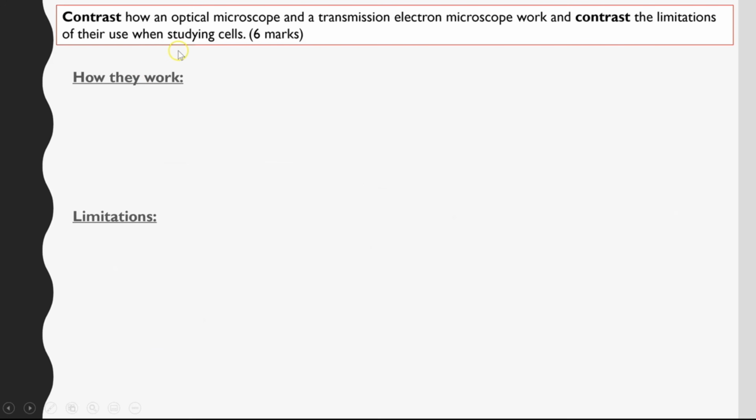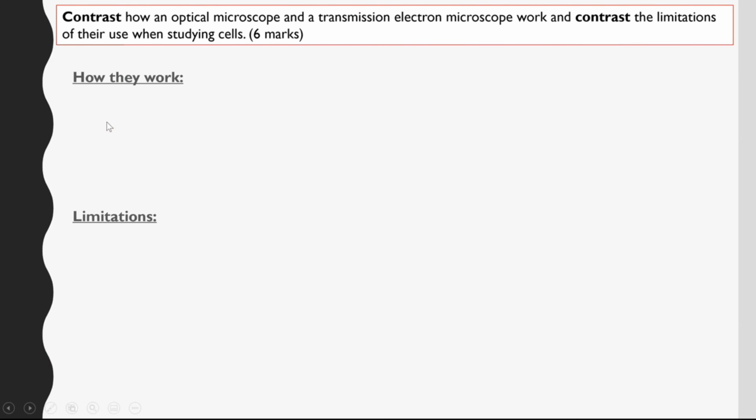And I've picked out this question. Contrast how an optical microscope and a transmission electron microscope work, and contrast the limitations of their use when studying cells. And this was actually a 6-mark question. So one way you could do it, I said, was bullet points. So on that page where you have the question, I would split it straight away into these 2 headings to make sure that I was addressing both parts of the question.